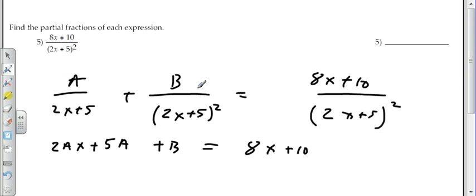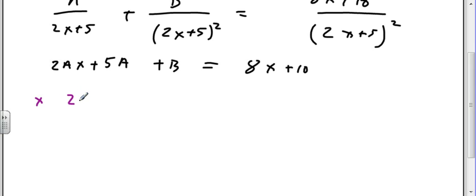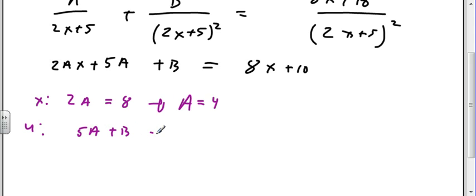Is what's on the top. When I get a common denominator and I add the top together, it's got to equal the top on the other side. Okay, so if I look at the x term, I find that 2a has to equal 8, clearly implying that a is 4. And if I look at the unit term, I see that 5a plus b has to be equal to 10.